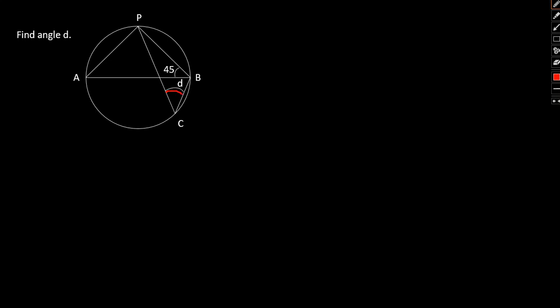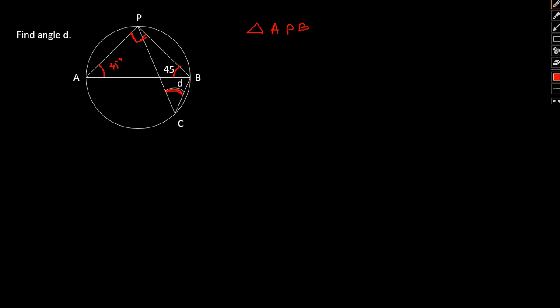Okay, now if we take a look at the figure, it's a circle. I'm assuming that AB is the diameter. Okay, so if AB is the diameter, then we know the angle on the diameter is always 90 degrees. Now consider triangle APB. Okay, so this is 90, this angle is 45, so this angle will again be 45 degrees. Okay, now we need to find angle D.